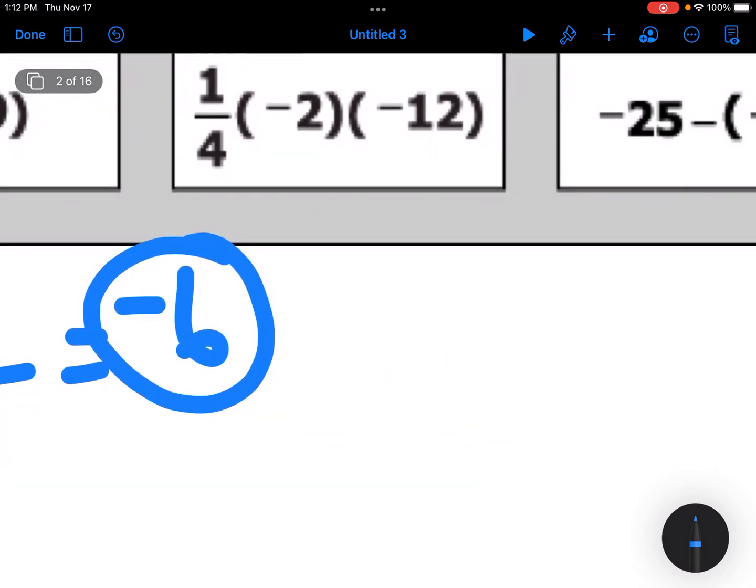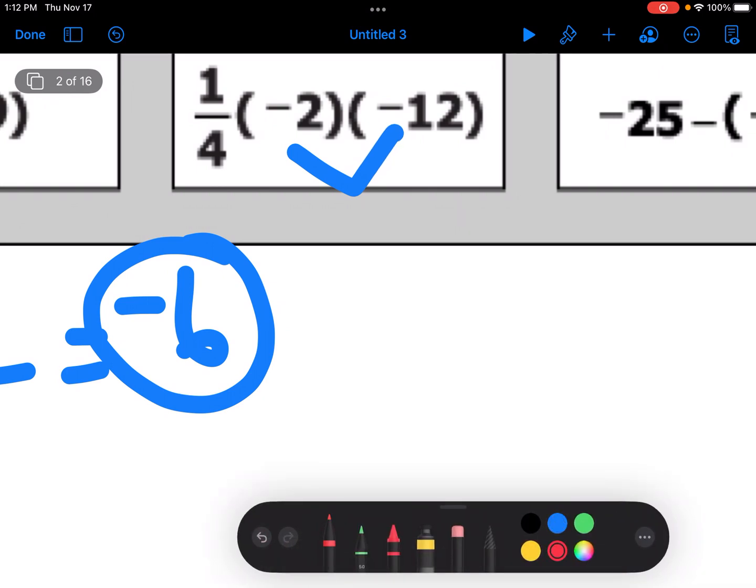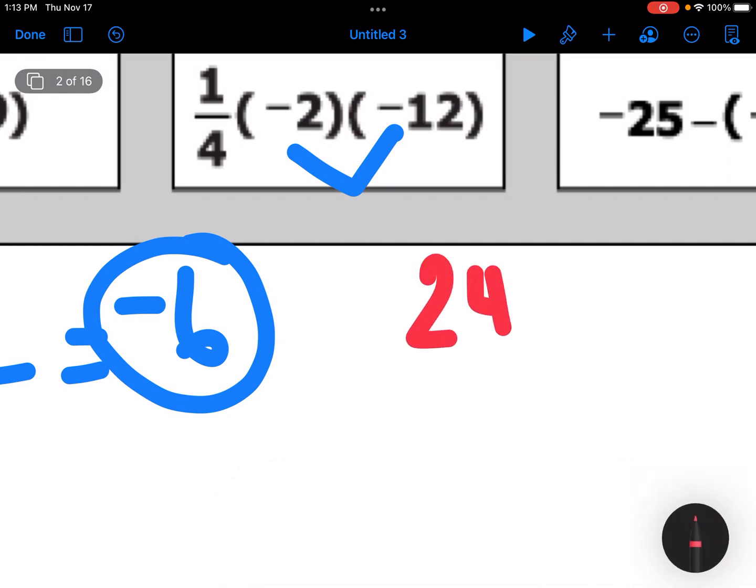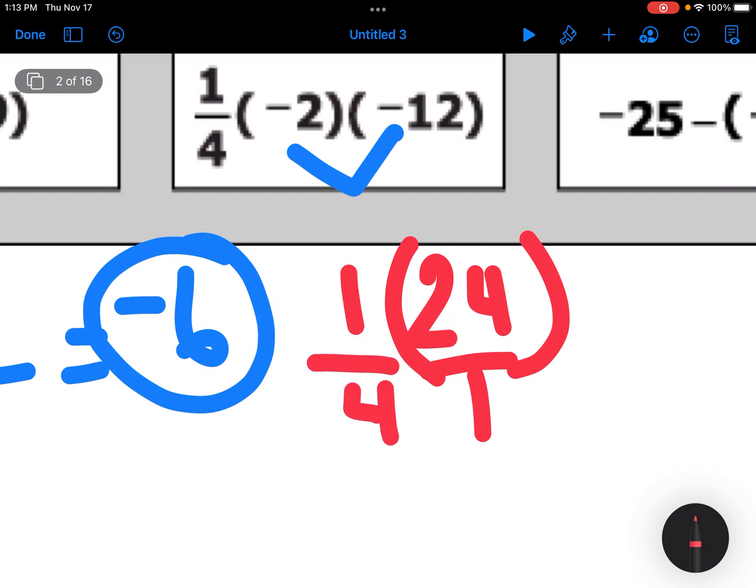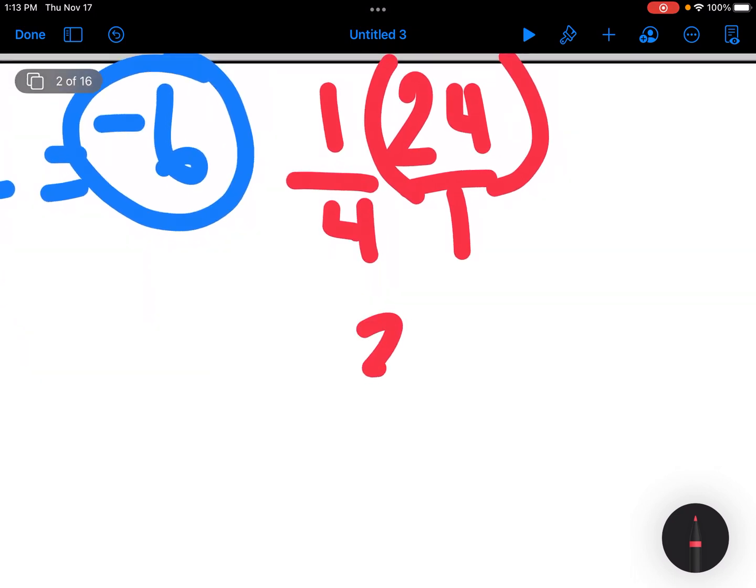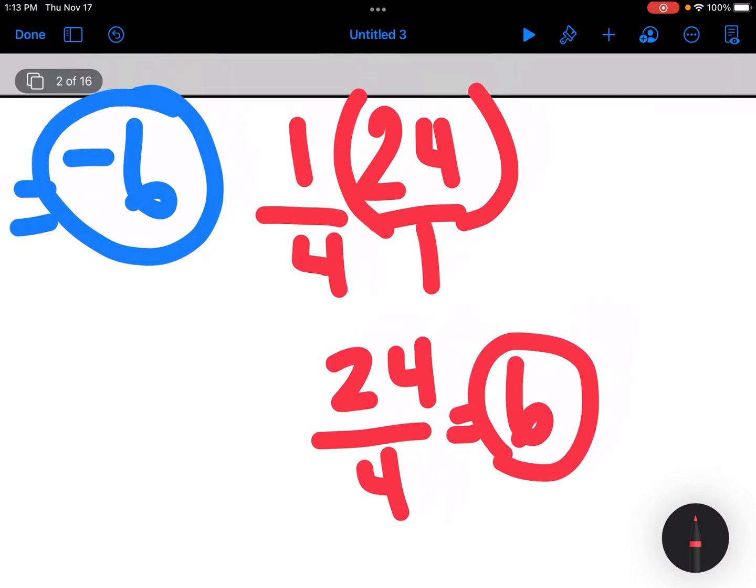All right, for the next one, let me change colors. So I know that -12 times -2 is going to give me a +24. And I'm going to multiply that by 1/4. So I'm going to end up with 24/4, which gives me a +6.